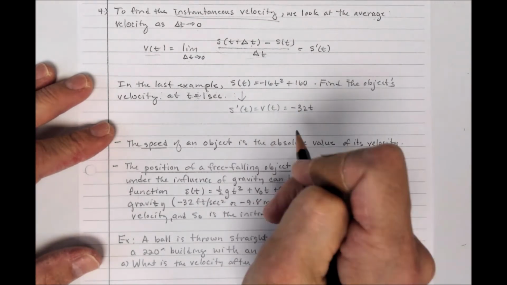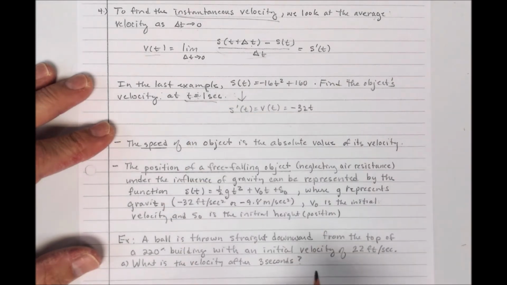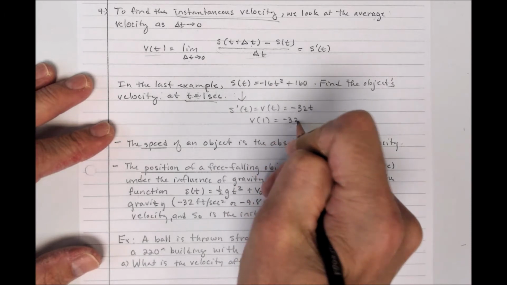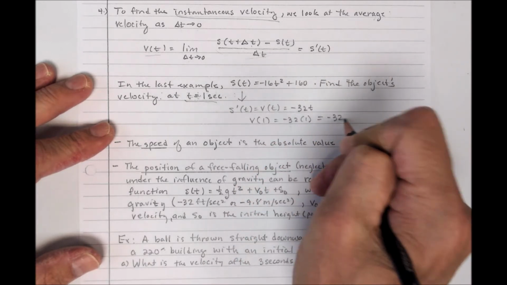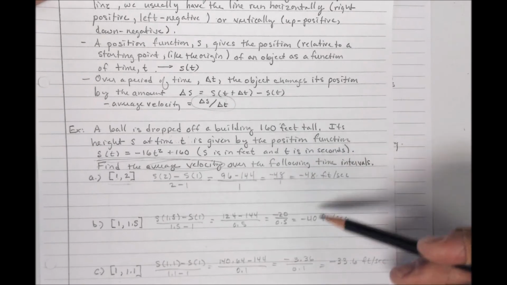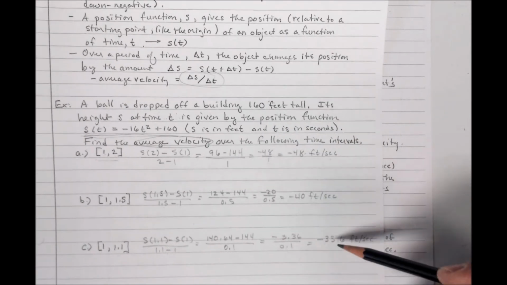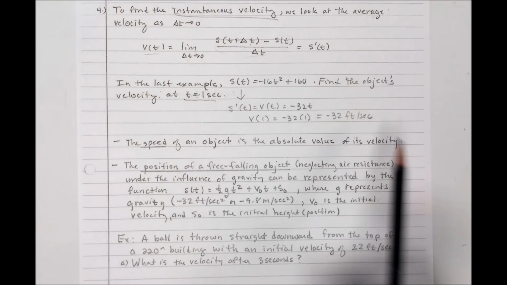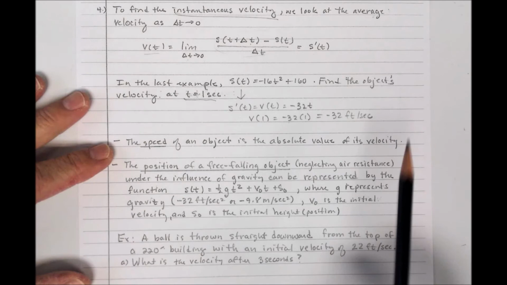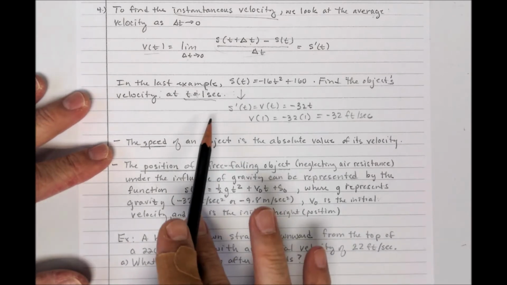If I define the velocity at time t equals 1 second, v of 1 would be negative 32 times 1, which is negative 32 feet per second. Notice in the three time intervals that I did, how it was approaching negative 32. It went from negative 48 to negative 40 to negative 33.6, that's pretty close, to the instantaneous velocity at 1 second, which is negative 32 feet per second. So this is a way to find instantaneous velocity.